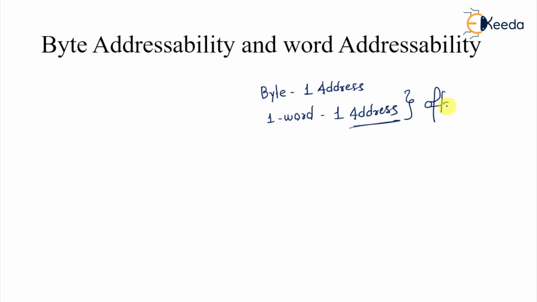Now this is affected by byte addressability and word addressability. I already told you the definition of byte addressable and word addressable: if it is byte addressable, one byte is assigned one address, and if it is word addressable, one word occupies one address. This will severely impact the offset field. Let me take a few examples and show you how it matters.